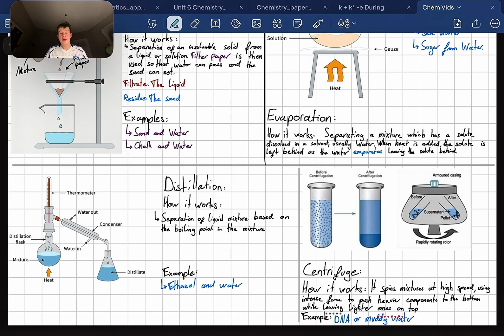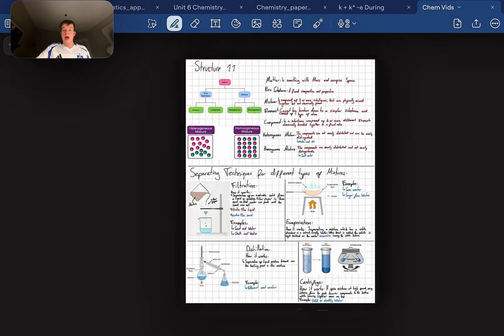Another example would be the centrifuge, which is common lab equipment that spins a mixture at high speed, using intense force to push the heavier components to the bottom while leaving the lighter ones at the top. An example would be muddy water. As the mixture is spinning, which takes a couple of seconds, the heavy components are pushed to the bottom of the tube, while the light ones stay at the top.